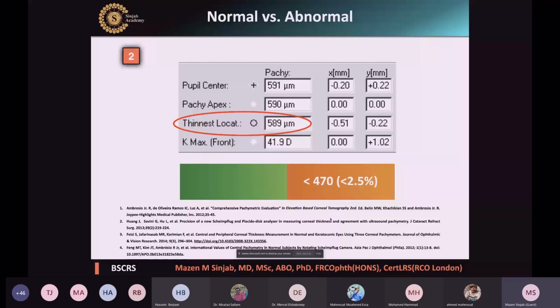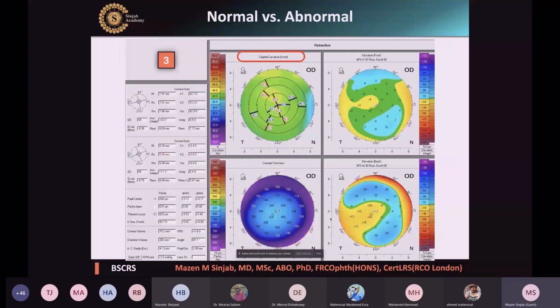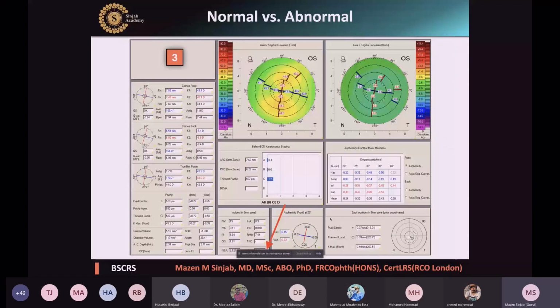We come to the sagittal curvature map. We have to study 2 things in the sagittal curvature map: the inferior superior asymmetry and the skewed radial axis. So remember, 2 things to look at in the map. Now, for the inferior superior asymmetry, you have to look at what is called the topometry map in the Pentacam. It can show you the I minus S. And if it is more than 1.4 diopters, then it is considered as abnormal.